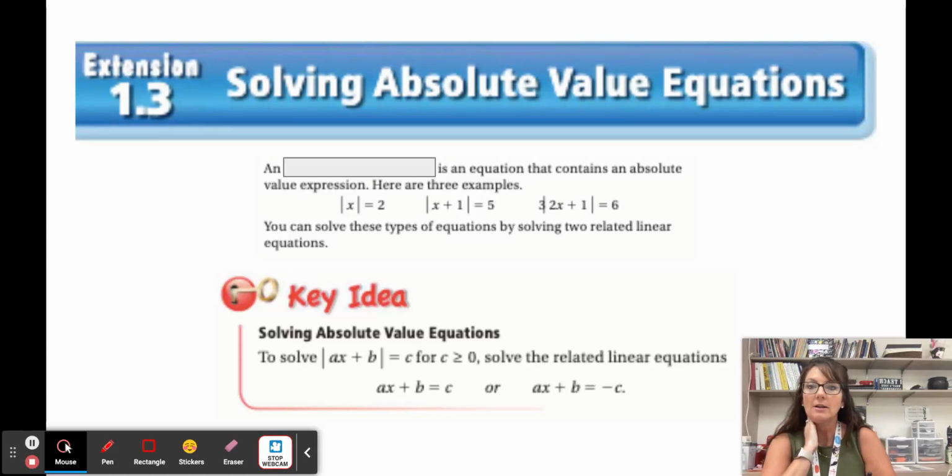Okay, here we are in extension 1.3. We are going to be solving some absolute value equations. This is where the real taste of algebra comes in. This is definitely some new material.